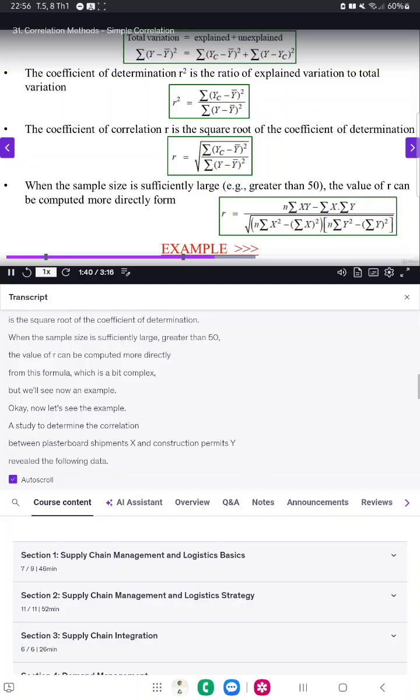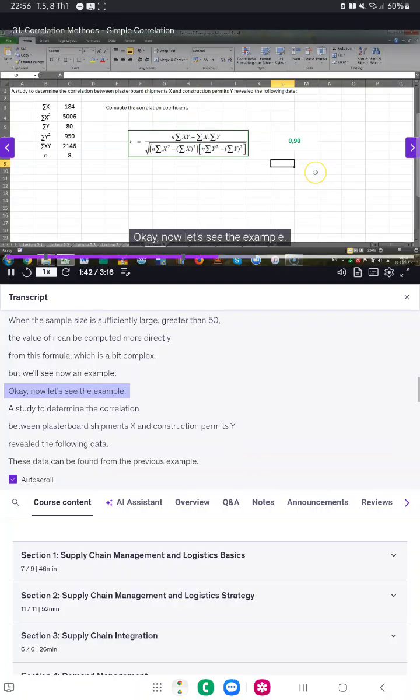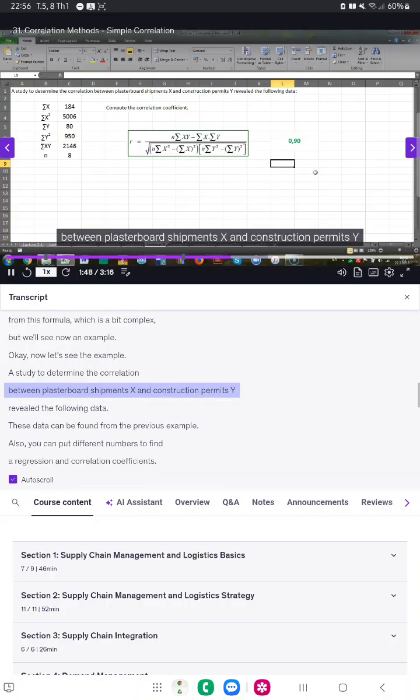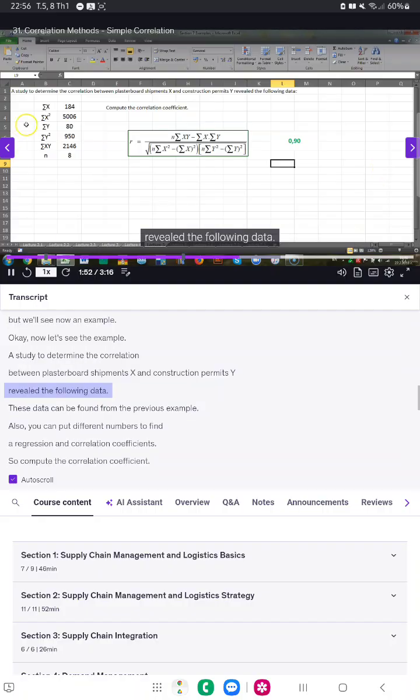Okay, now let's see the example. A study to determine the correlation between plasterboard shipments X and construction permits Y revealed the following data.